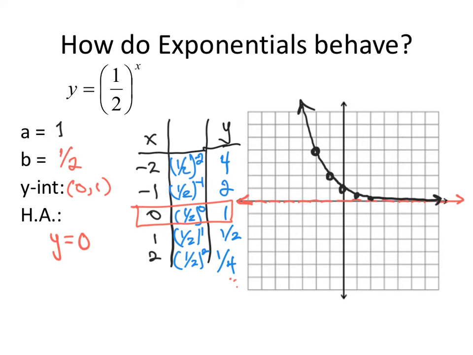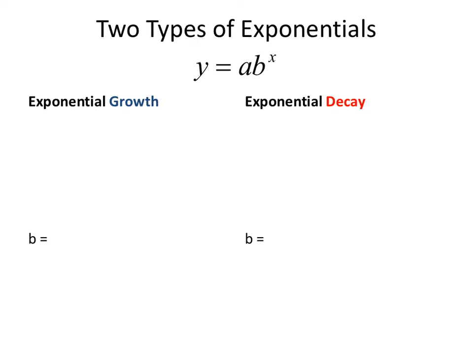So what we end up having is two different scenarios. Our graph can either go up or go down from left to right, and that will create two different categories of our exponential functions. And here are those categories. So we have two different types of exponentials.